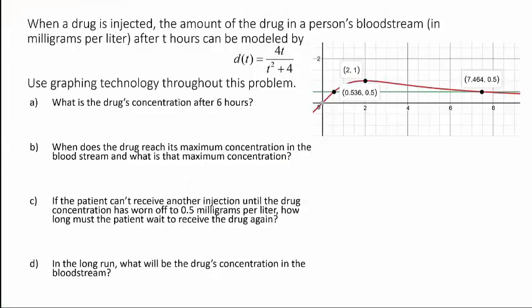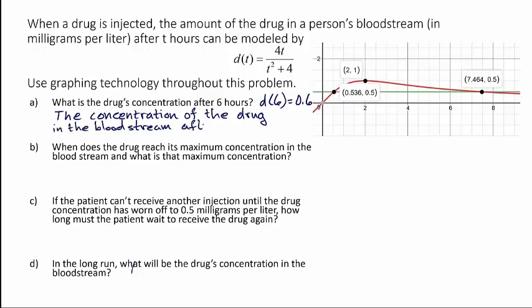So for these questions, let's use this graph to help us out. It says, what is the drug's concentration after 6 hours? Oh, we found that, didn't we? I didn't copy that part off, but Desmos told us that d of 6 is equal to 0.6. So that means that the concentration of the drug in the bloodstream after 6 hours was 0.6 milligrams per liter.